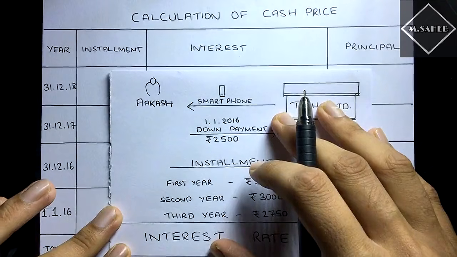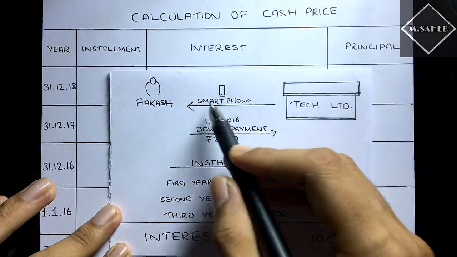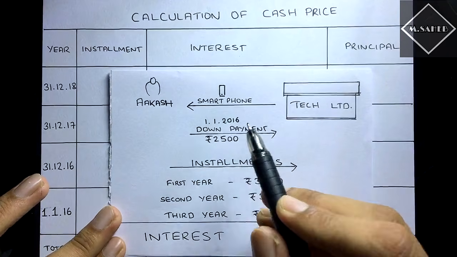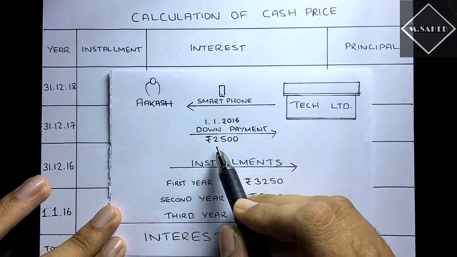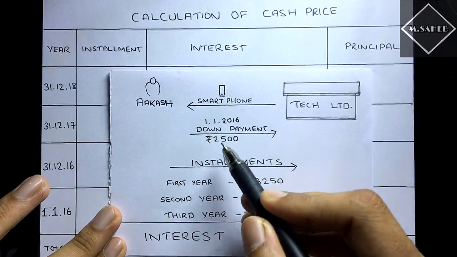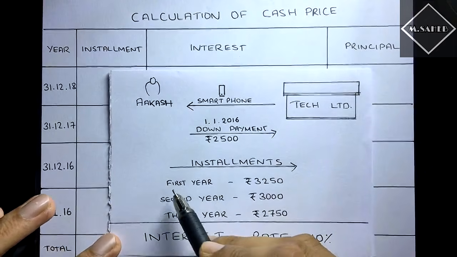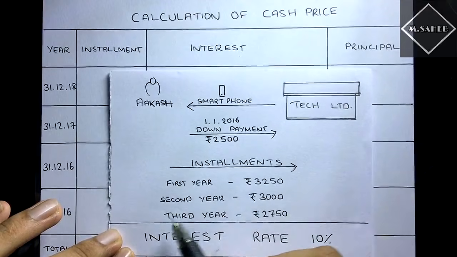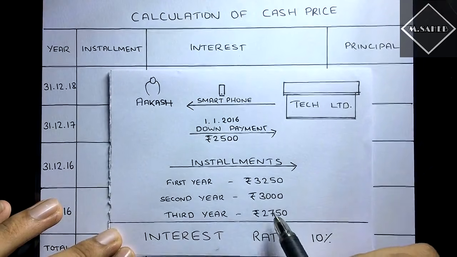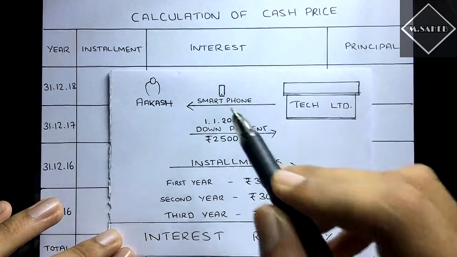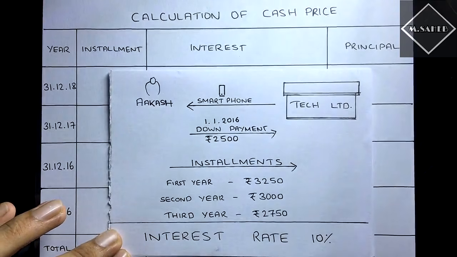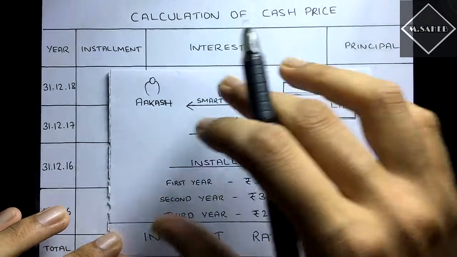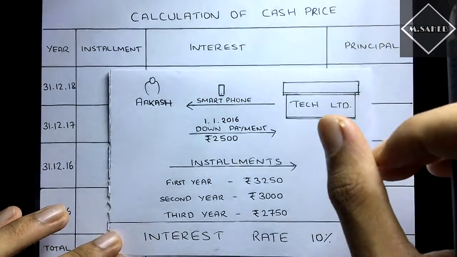Now here what happened in the question is, Akash purchased this smartphone from Tech Limited on 1/1/2016, and on the same day he made a down payment of 2,500, and then the balance was paid in installments as usual. At the end of the first year 3,250, at the end of the second year 3,000, at the end of the third year 2,750. Since here cash price is not given, we have to calculate the cash price. So to calculate the cash price we have to use this backward method. All right, so we are using the backward method over here.